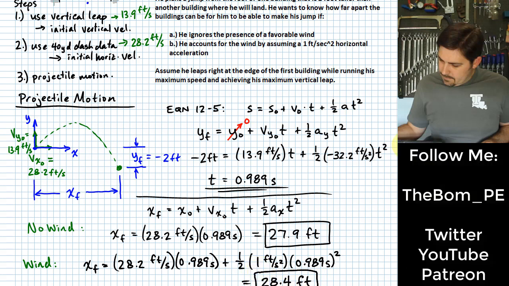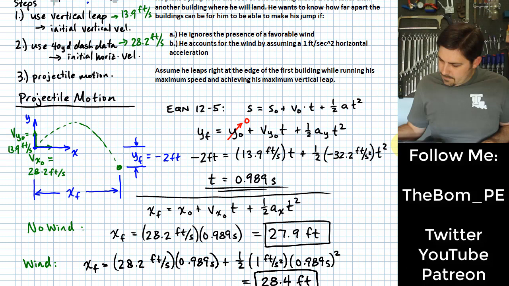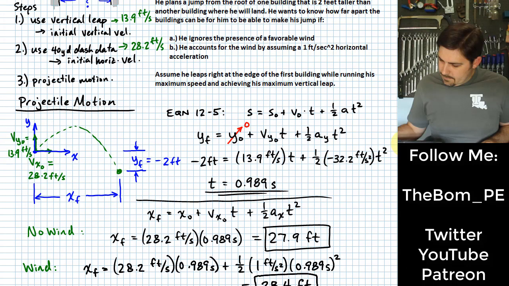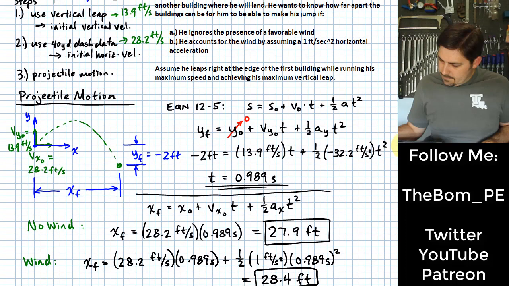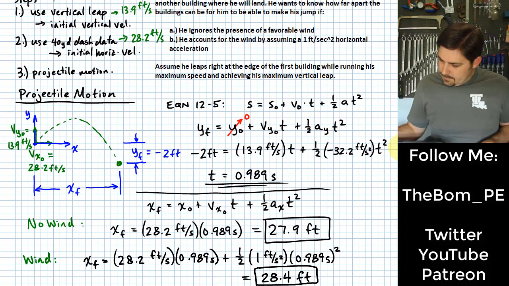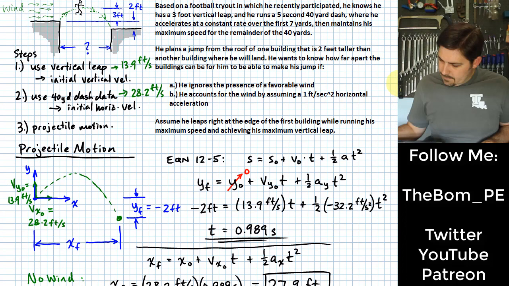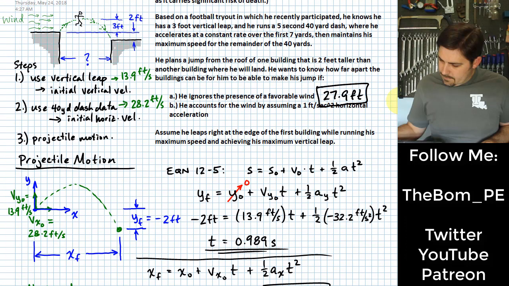Okay, so those are the answers to what he was trying to come up with. How far apart can the buildings be? Assuming all those assumptions, which is a very daring thing to assume given that your life depends on it. But supposedly he should be able to jump across a 27.9 foot gap for the answer to that question. And the answer to this question, it'd be 28.4.